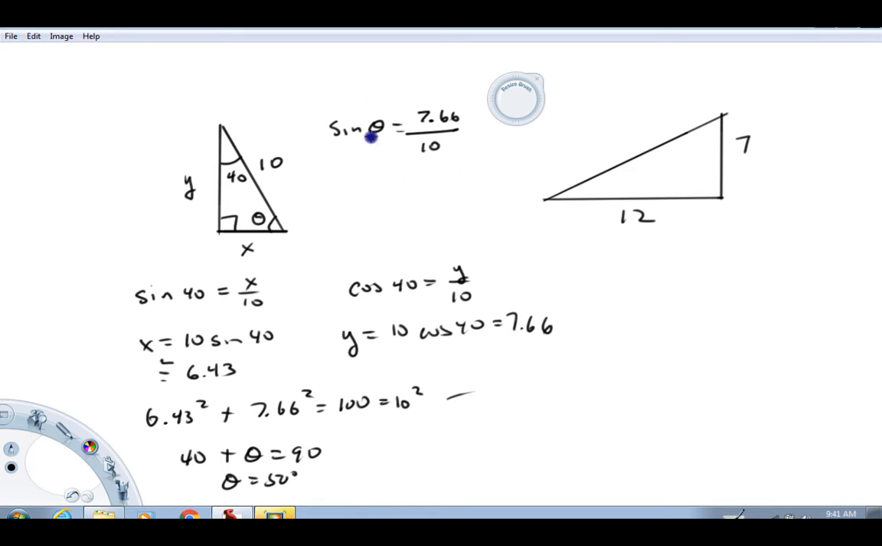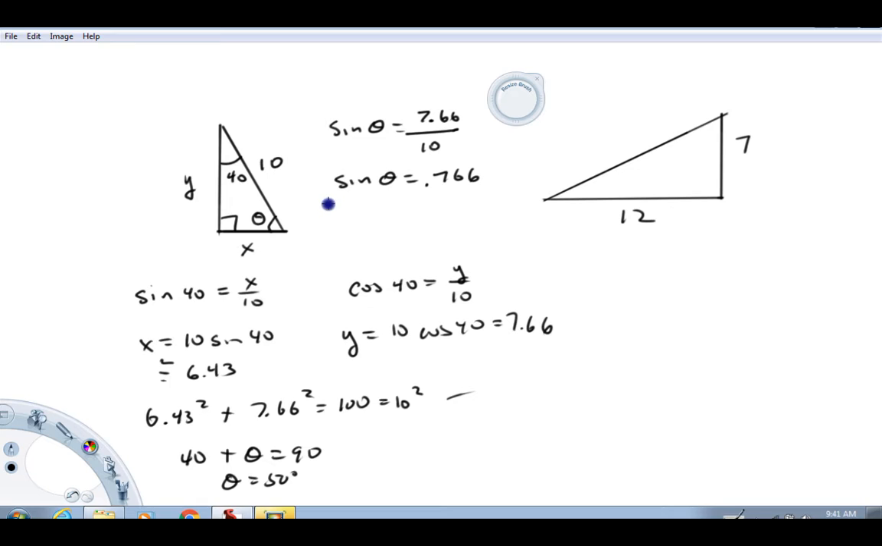And this is an equation now that I can solve for theta. I'm going to go ahead and simplify it a little bit first. So we have sine theta equals, if I take 7.66 divided by 10, I get 0.766. Equations like this are solved by applying what's called the inverse sine function.